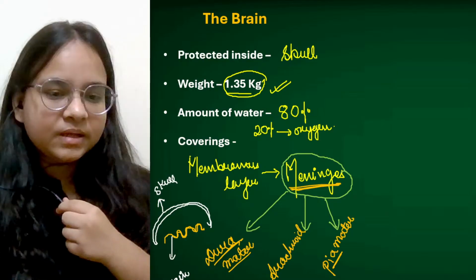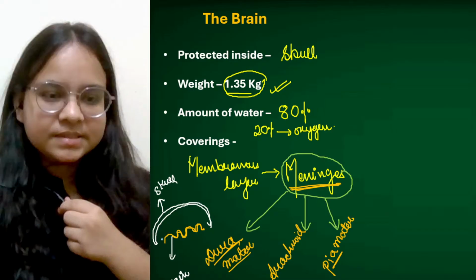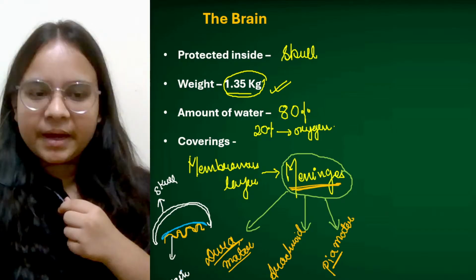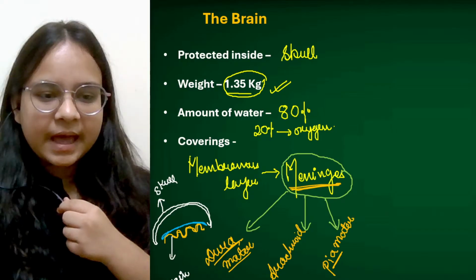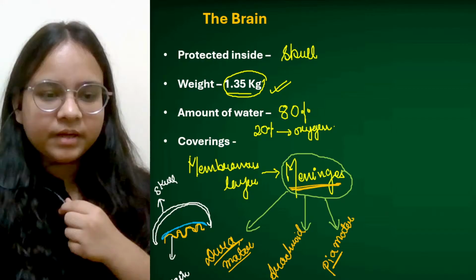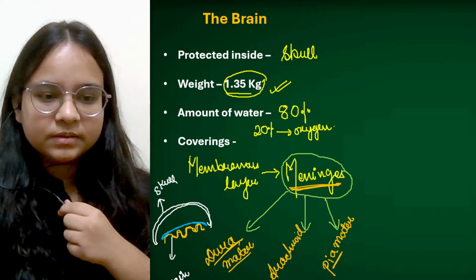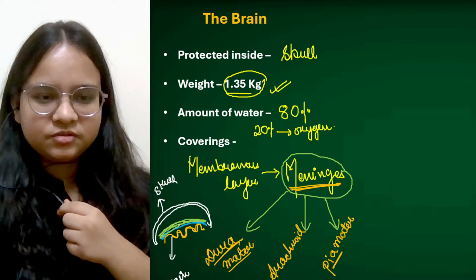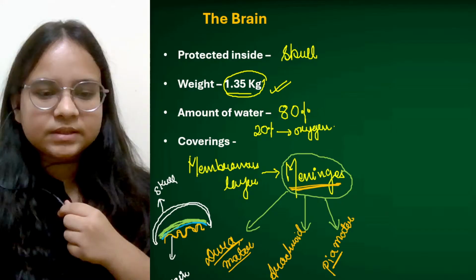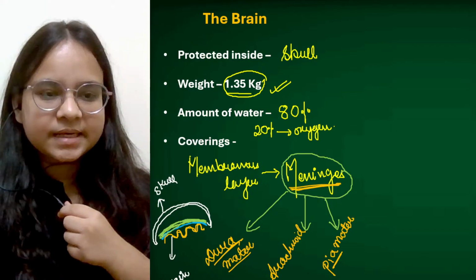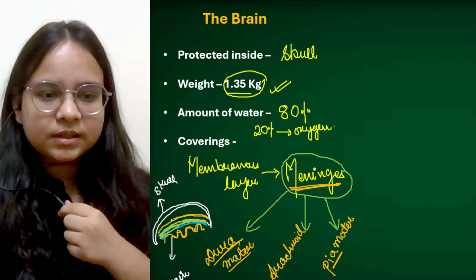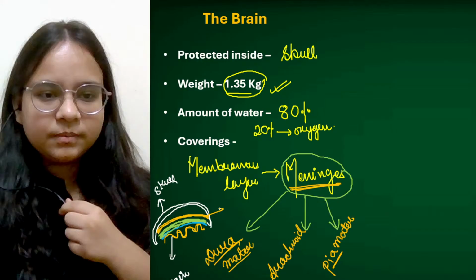Now, the innermost layer, which is in contact with the brain tissue, is the pia mater. Then we have another membrane, the middle membrane. This one is the arachnoid, and it is a web-like structure. It has networks that we are going to discuss in the next slide. And then the outermost layer is the dura mater.